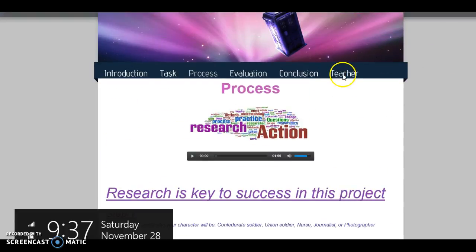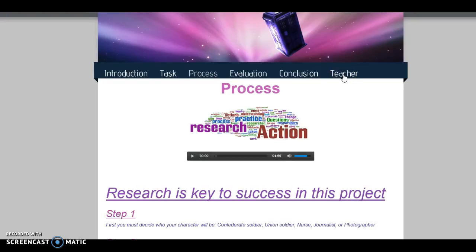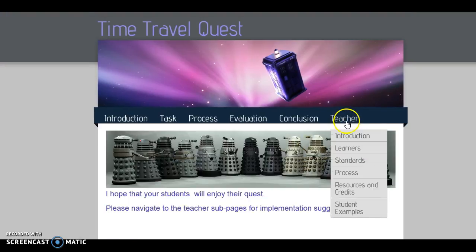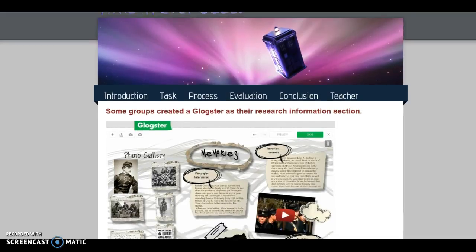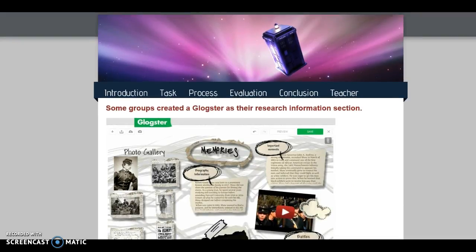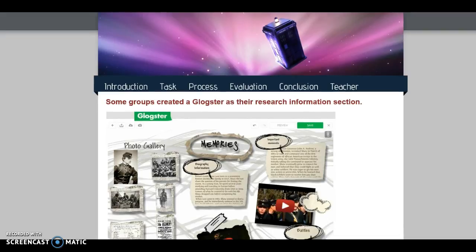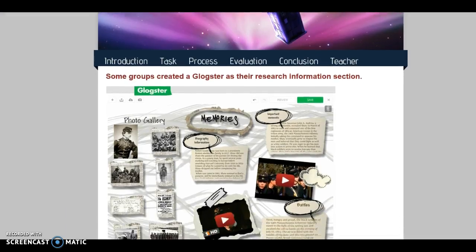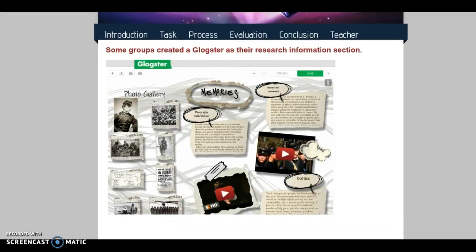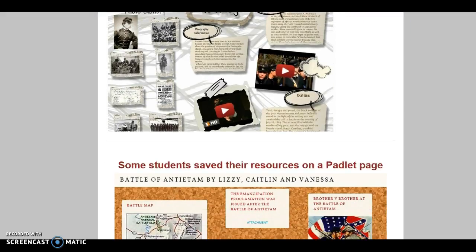So the students did the research. They were provided with resources that they could use, and also could use Cobb Digital Library to do their own research, depending on their ability level. Now, some of the students did Glogsters, which we eventually decided was the best way for them to put all of their group things together.